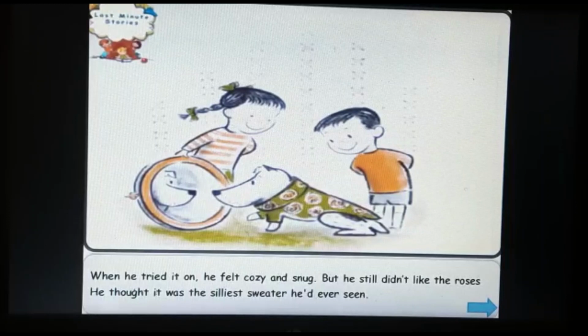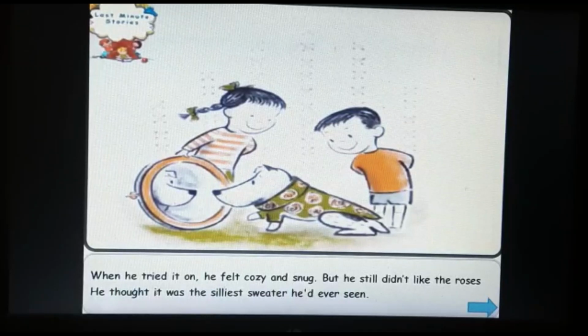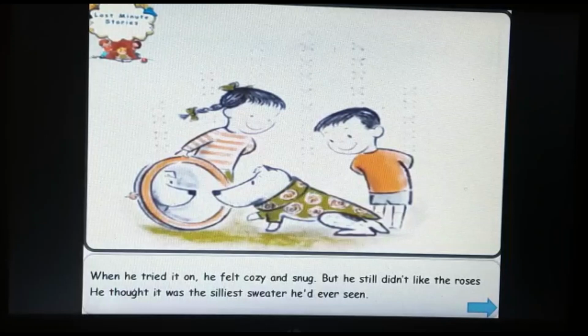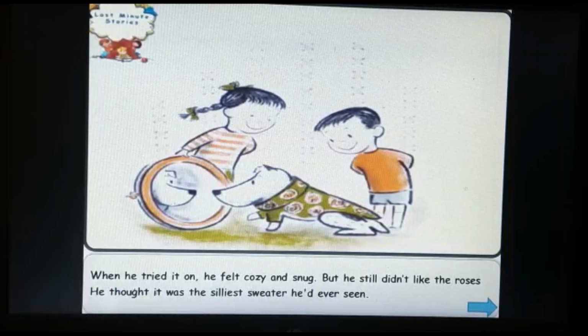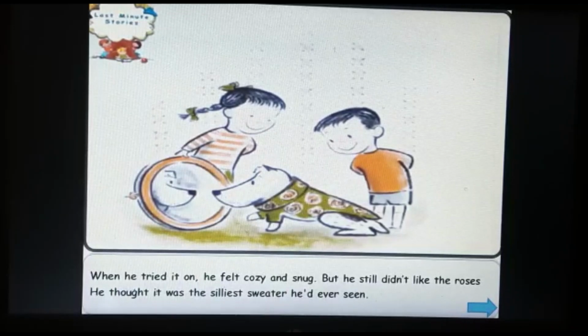When he tried it on, he felt cozy and snug. But he still didn't like the roses. He thought it was the silliest sweater he'd ever seen. At this point of time, we can ask our children whether there is any sweater or any kind of cloth that they have been gifted by someone from their family member and they don't like it. Maybe it might be some shoes, it might be some cap, it might be some sweater or anything else that they don't like. And we can also ask them to tell what they like. Their likes and dislikes can be easily developed.